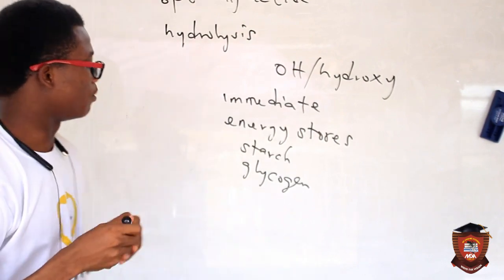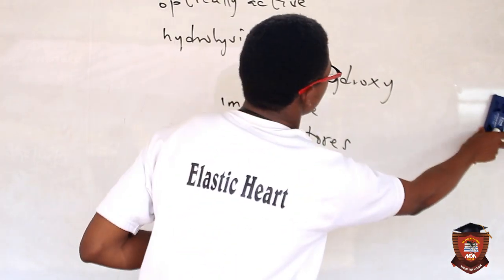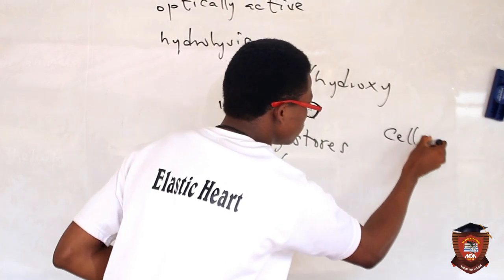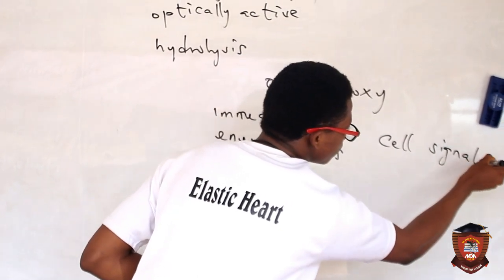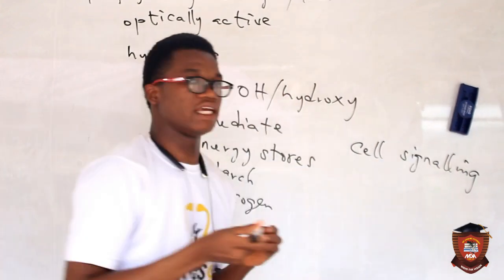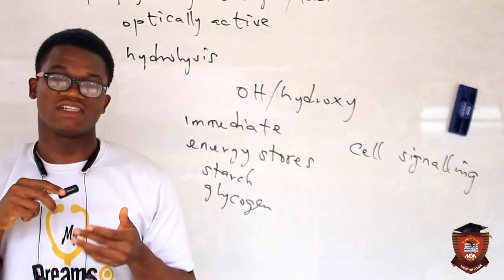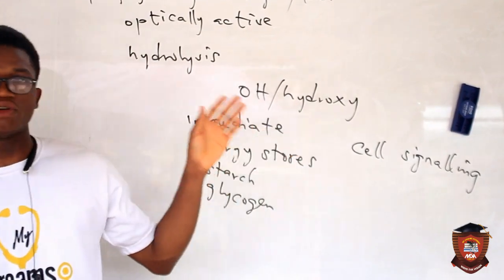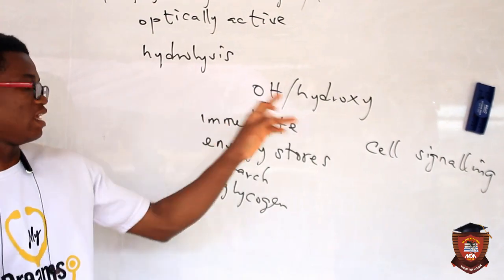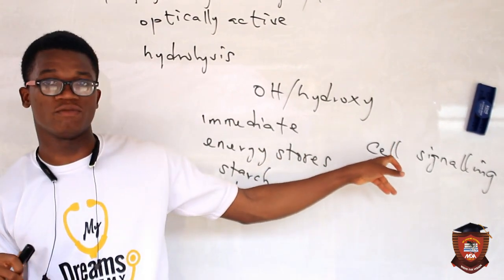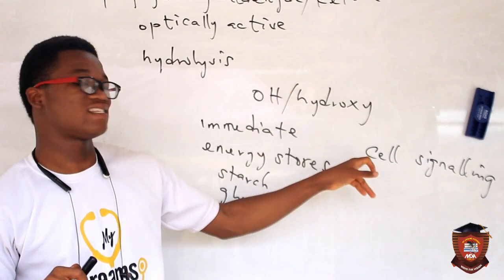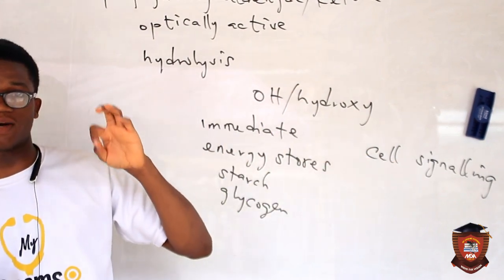Now, apart from the energy function, carbohydrate also has some other physiologic and biochemical functions. One of them is that carbohydrates serve for cell signaling. There are complex carbohydrates found in cell membranes called glycoproteins. You also have the glycolipids. They function in the transfer of information from the outside to inside, which is known as cell signaling. It is also a function of carbohydrates.